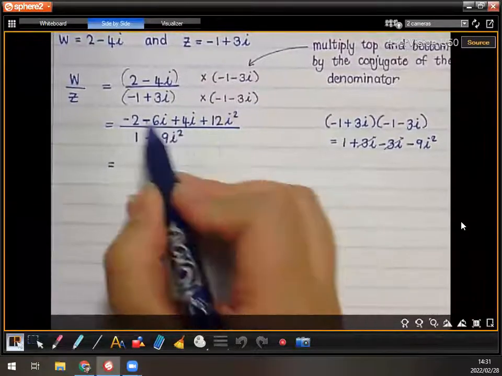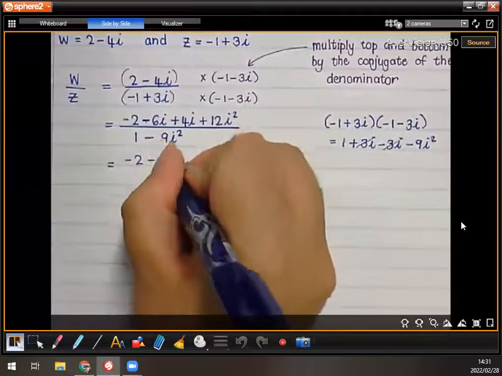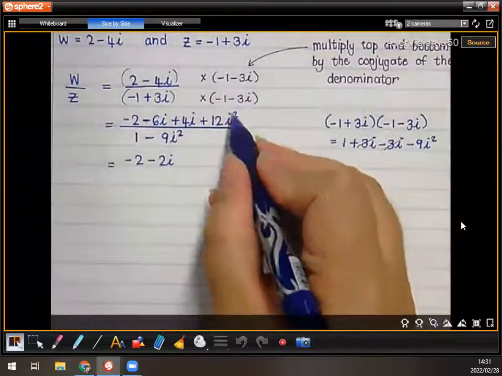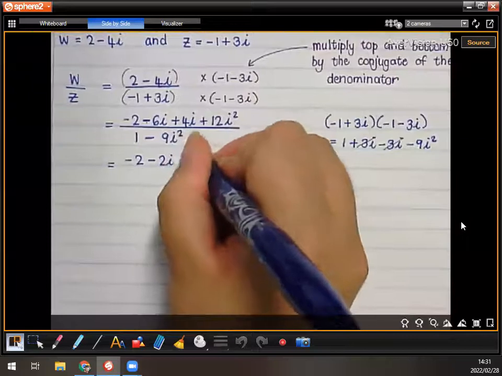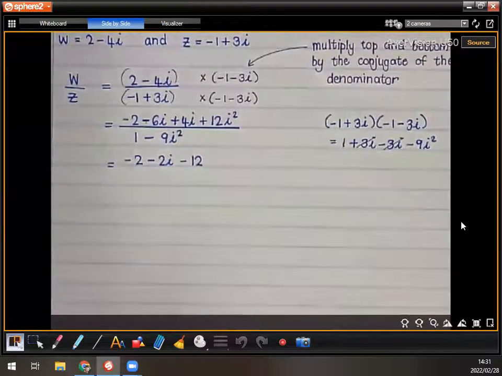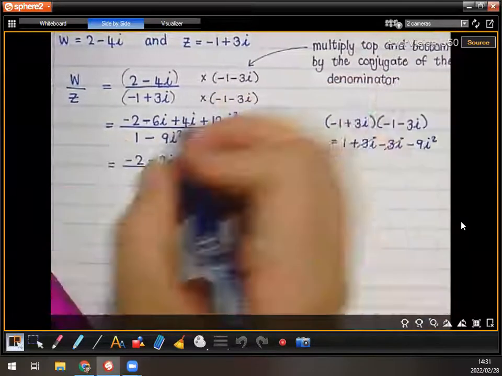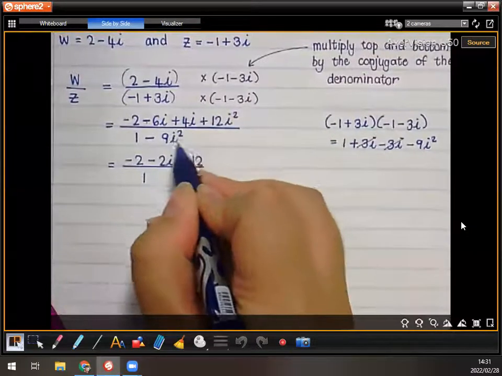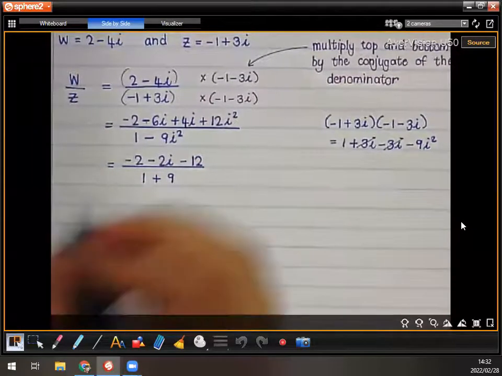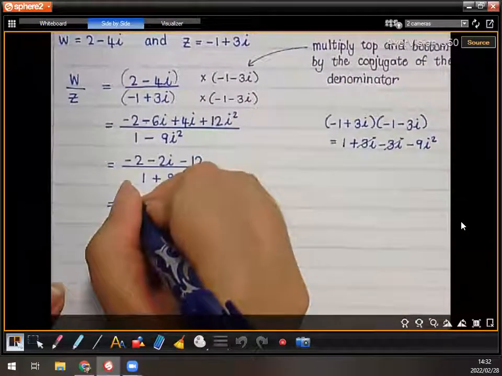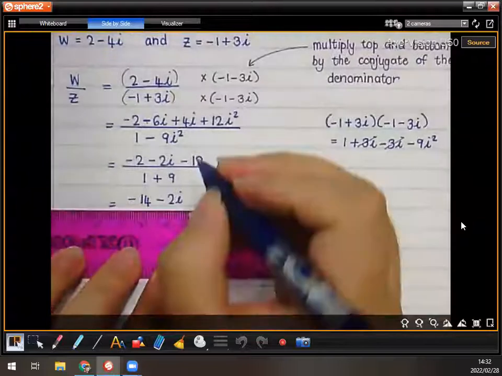Oh, great. Thank you. Okay, so we have negative 2. Now we have negative 6i plus 4i. That's negative 2i. Now I'm going to write, guys, that this is going to be positive 12. I'm going to do negative 12. So like confident. A for confidence. At the bottom, 1 minus 9 times negative 1. That's going to be 1 plus 9. So you can write the 10 straight away. It's fine. Okay, now let's just simplify. Negative 14 minus 2i over 10.